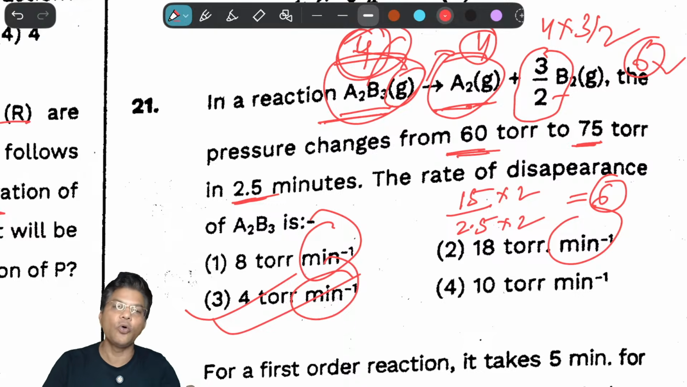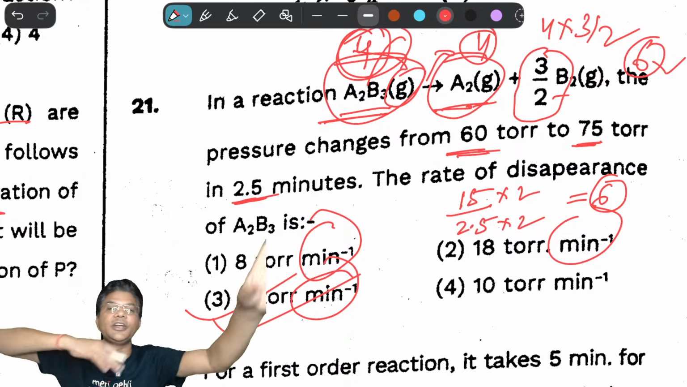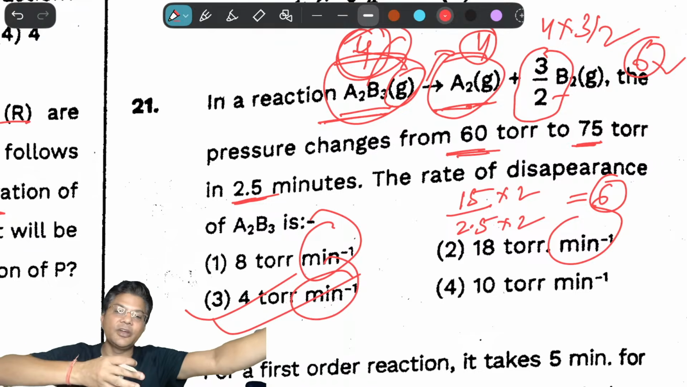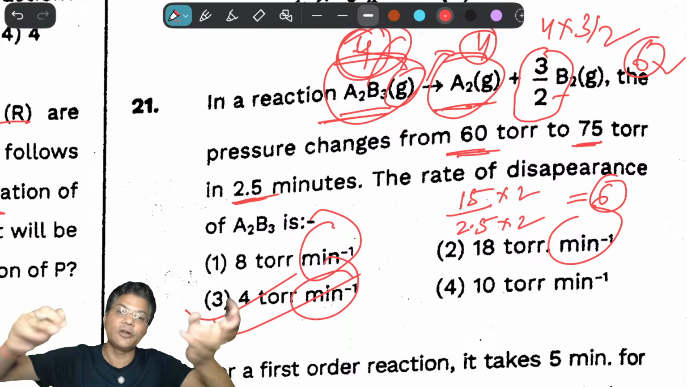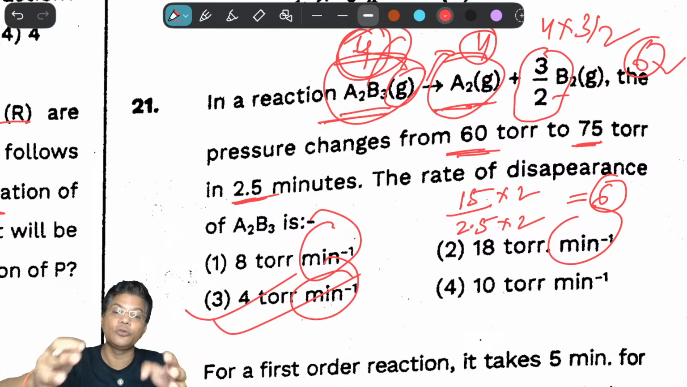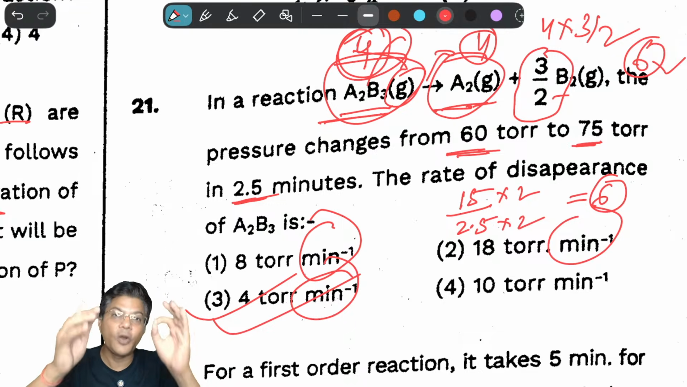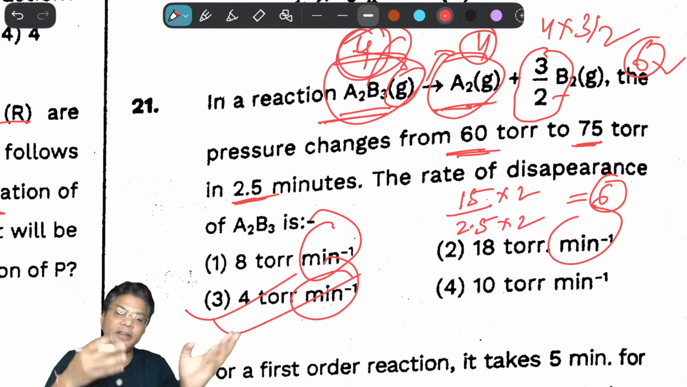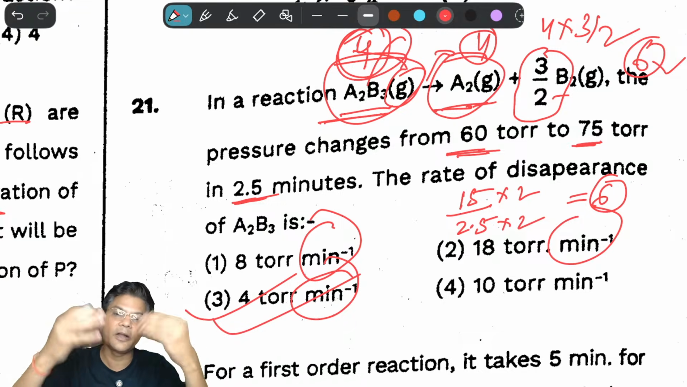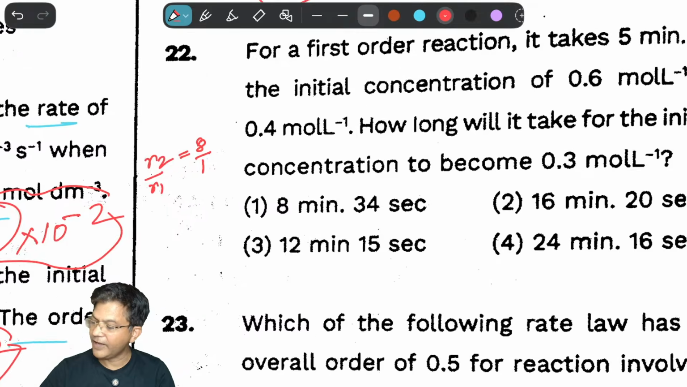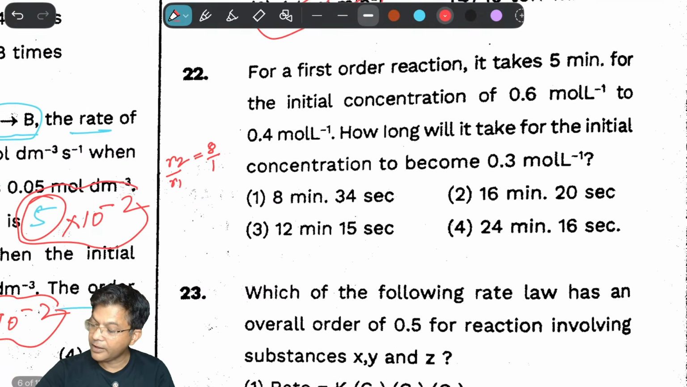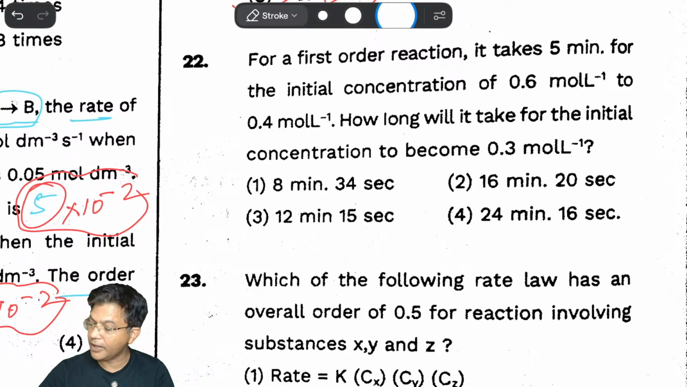Everyone got it? So orally you can solve it, because A2B3 is getting decomposed. When 1 mole of A2B3 is getting decomposed, 1 mole of A2 is getting formed. A2 and A2B3 will cancel out their pressure. Only the increase in pressure is due to B2, and B2 is 1.5 times that of A2. So if we take 4 moles, then there will be a change of 6 per minute. Got it, kids? Everyone, is it clear? It's a very simple fundamental thing. Now next question. If that is clear, then only come to the next question. If not clear, you can ask me, kids.